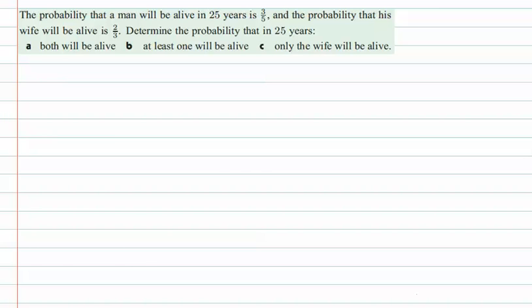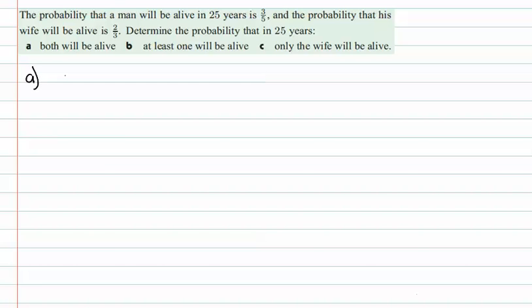Okay, in this question, we are given the probability that a man will be alive in 25 years is 3/5, and the probability that his wife will be alive is 2/3. Determine the probability that in 25 years, A, both of them will be alive.